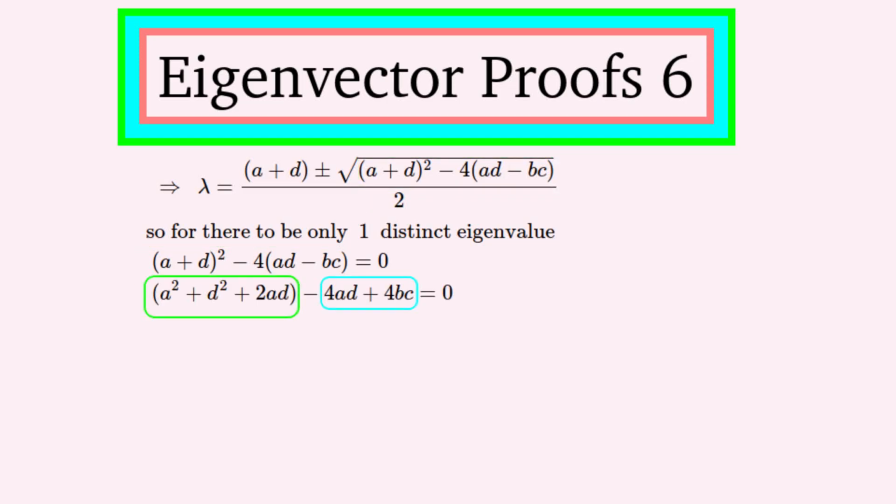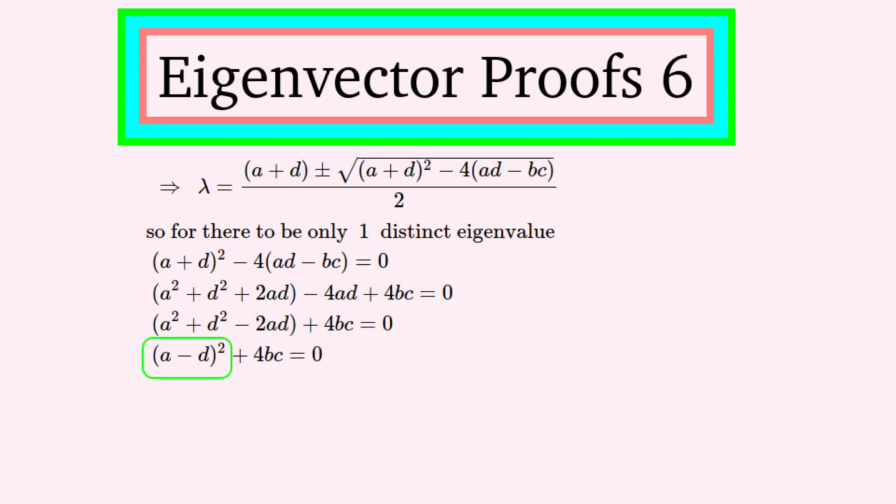We'll simplify this expression by calculating the square of this term and expanding these brackets. We can add these terms together to get this equation. We can factorize one of these expressions to get this equation, which is the most compact way of writing it, despite not being the most simplified. So this is the condition for a matrix to only have one eigenvalue.